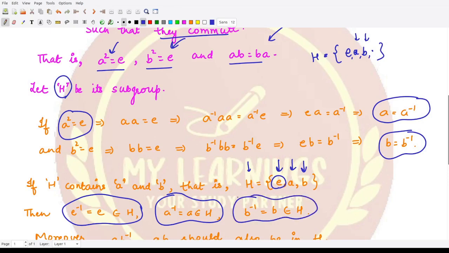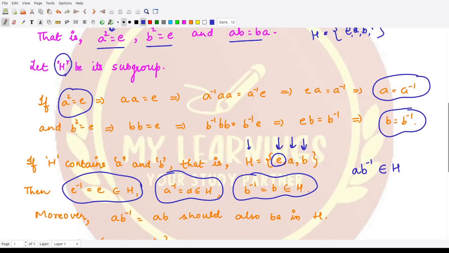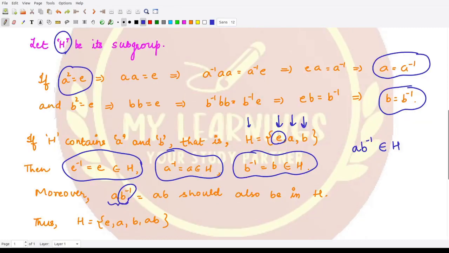And moreover, by the subgroup test, if you take any two elements out of this, then A B inverse should also be present here. So let's check whether this is present or not. In this process, we are basically constructing our subgroup. So what would be A B inverse? B inverse is B. So that means AB should also be present in H. So we have to enlarge our subgroup H by adding this particular element into it. So we now have 4 elements within it. Now let's see, is it complete? Do we require any other element or not?